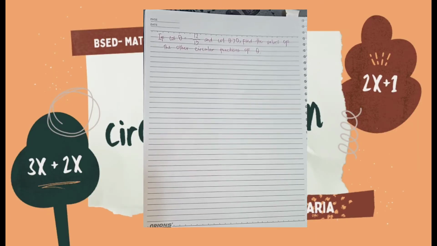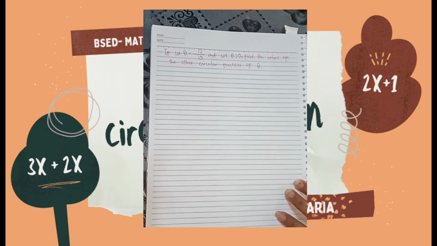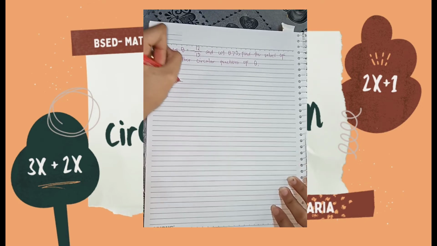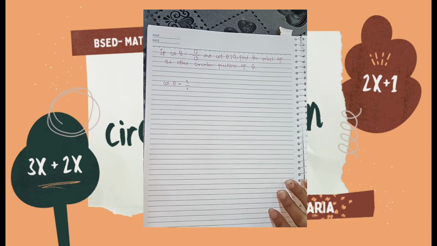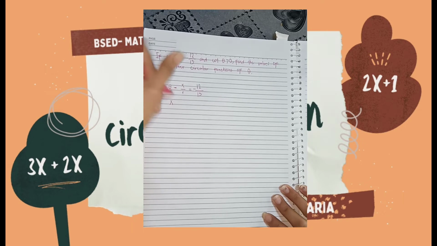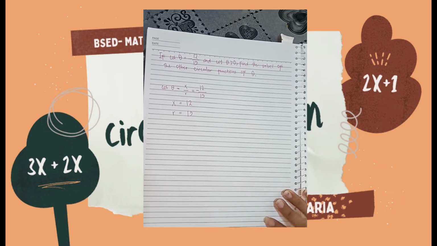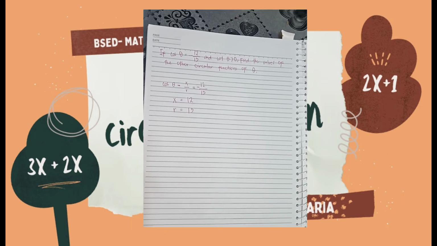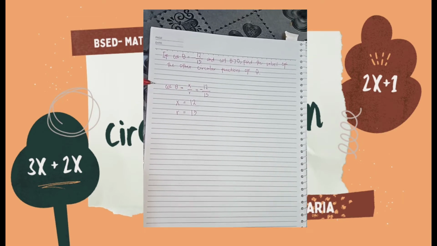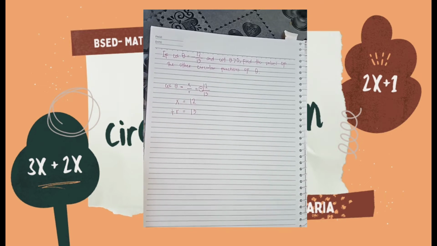So we have here: if cosine theta is equal to negative 12 over 13 and cotangent theta is greater than 0, find the values of the other circular functions of theta. Now from the given, we have cosine theta, and the formula for cosine theta is x over r. Then we have negative 12 over 13, so therefore x is equal to 12 and r is 13. Now since we have this negative, and r is always positive, therefore x is negative 12.